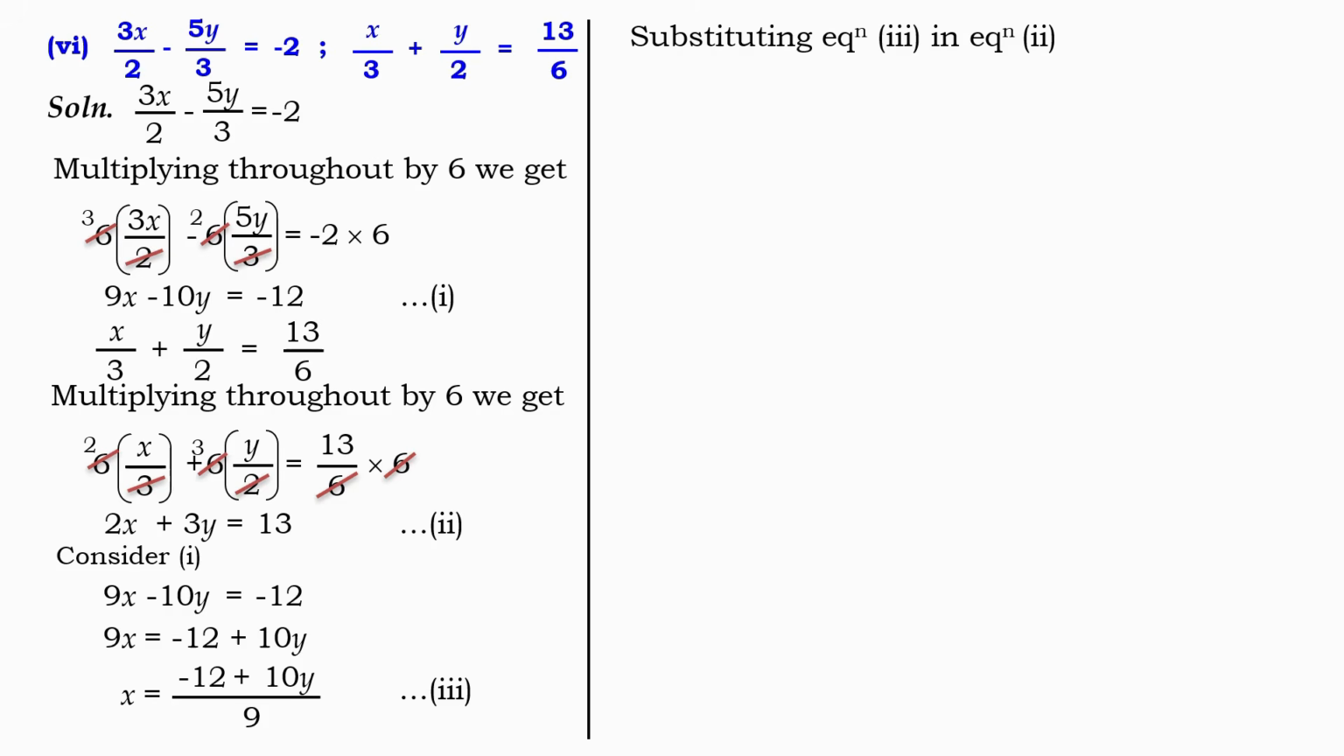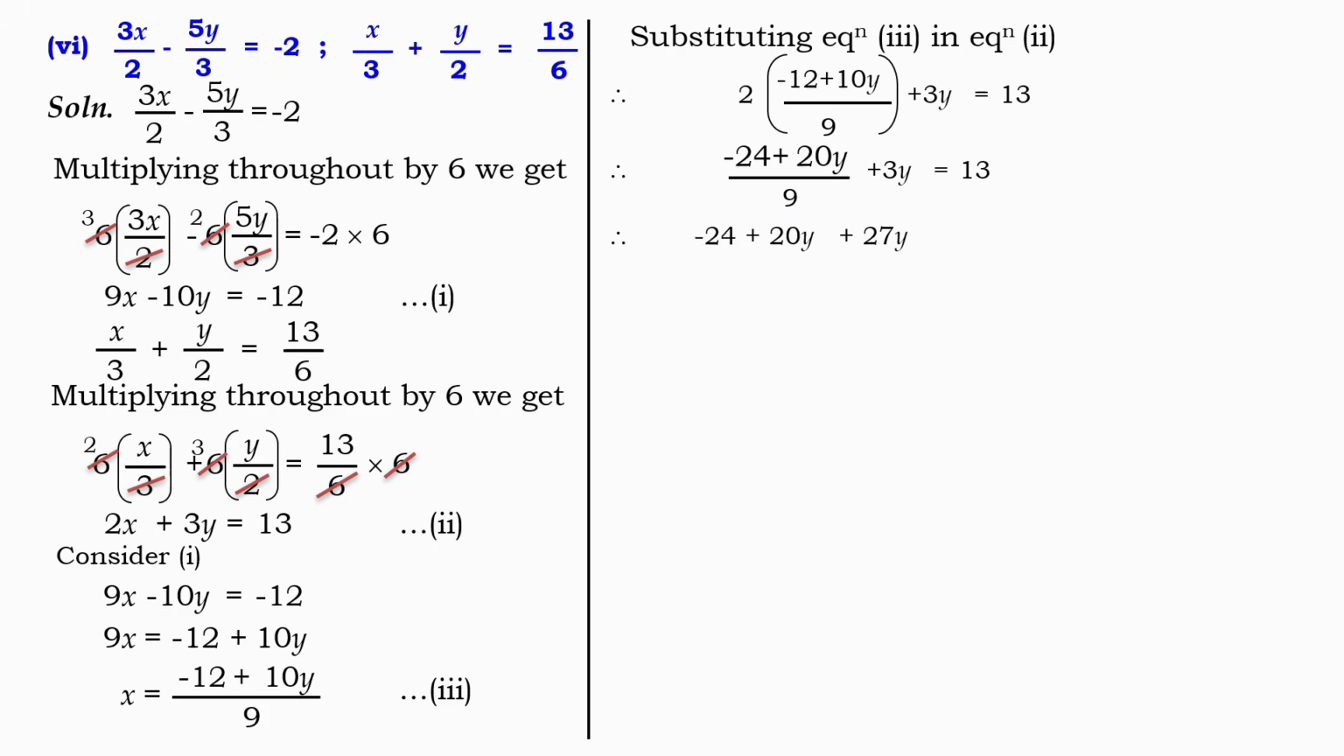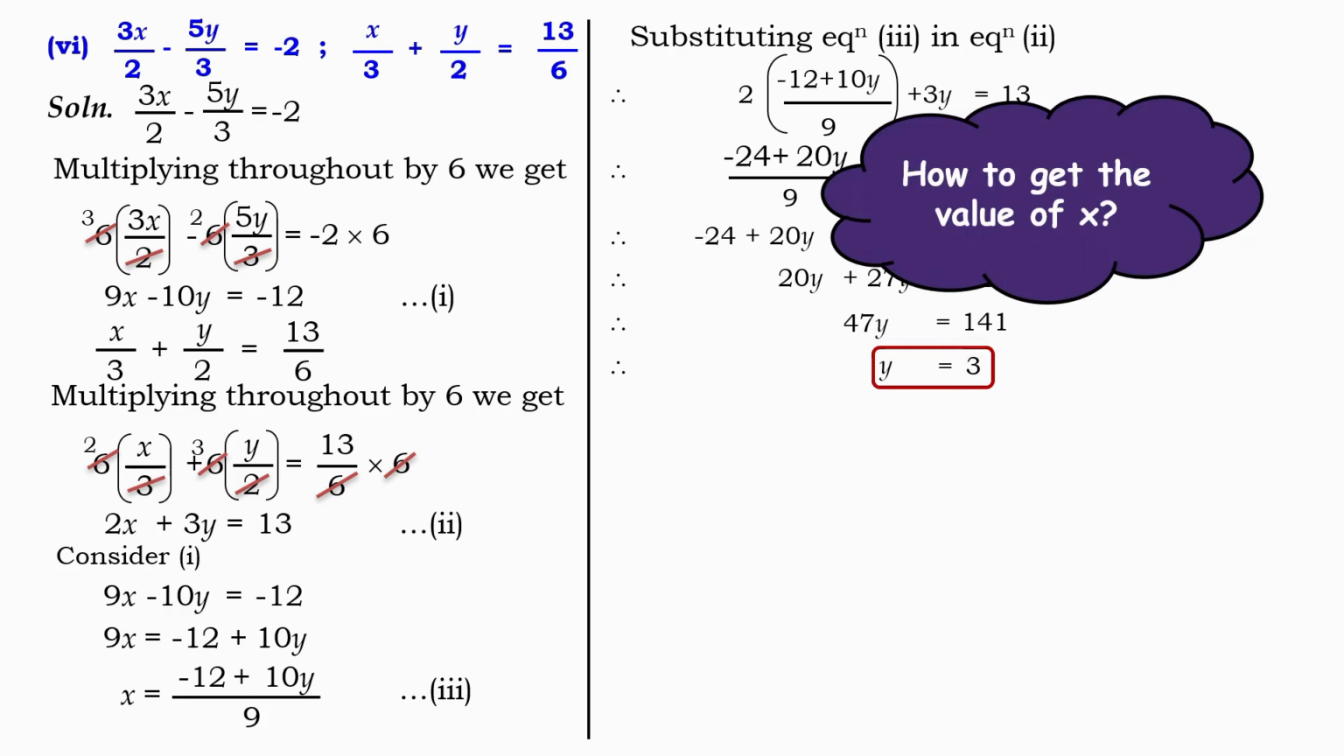Now substitute this value of x into equation 2. Equation 2 is 2x plus 3y equals 13. Replacing x with the expression from equation 3 and simplifying the equation, we get 47y equals 141. Dividing both sides by 47, we get y equals 3.